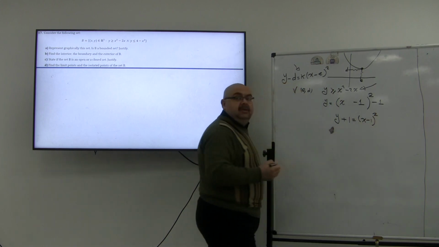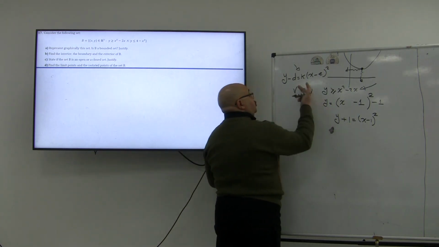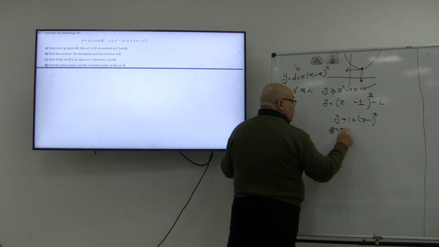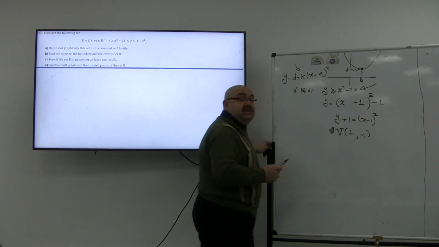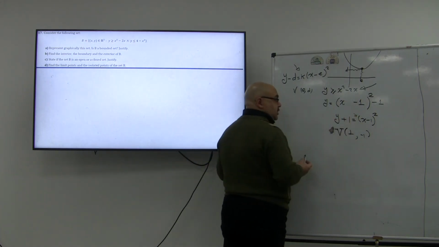to the power of what? To the power of 2. If you look at this equation and that normal form, now I have the vertex. The vertex is really very simple, which here starts at positive 1, and the y coordinate is going to be negative 1. That's the vertex. And as you can see, the sign here is positive.